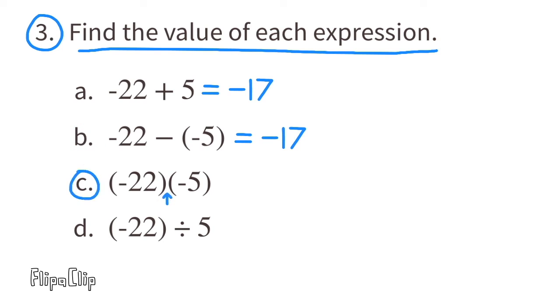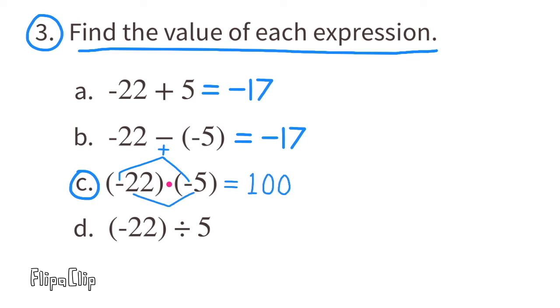C. This is a negative times a negative, so we know the answer is going to be a positive. And 22 times 5, we could think of that as 20 times 5, which is 100, plus 2 times 5, which is 10. And 100 plus 10 is 110. So -22 times -5 equals positive 110.